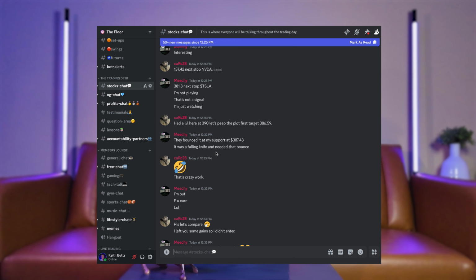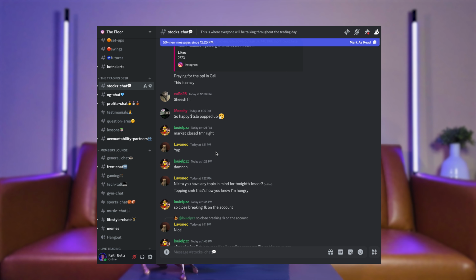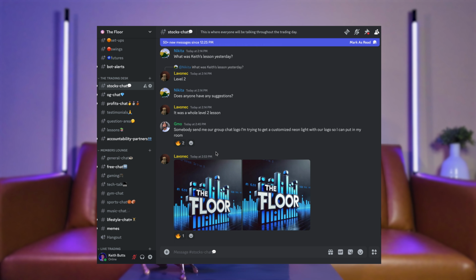Below this, we have our first section where you guys are actually interacting with the server. So this is the trading desk section. And the very first tab you're gonna see here is the stocks chat, which is where everyone is talking throughout the trading day. So while we're on mic in the mornings and we're talking to all of you guys, this is where everybody is talking in the server. So you can see there's a lot of activity going on here. Anything stock related, talk about it in the stocks chat.